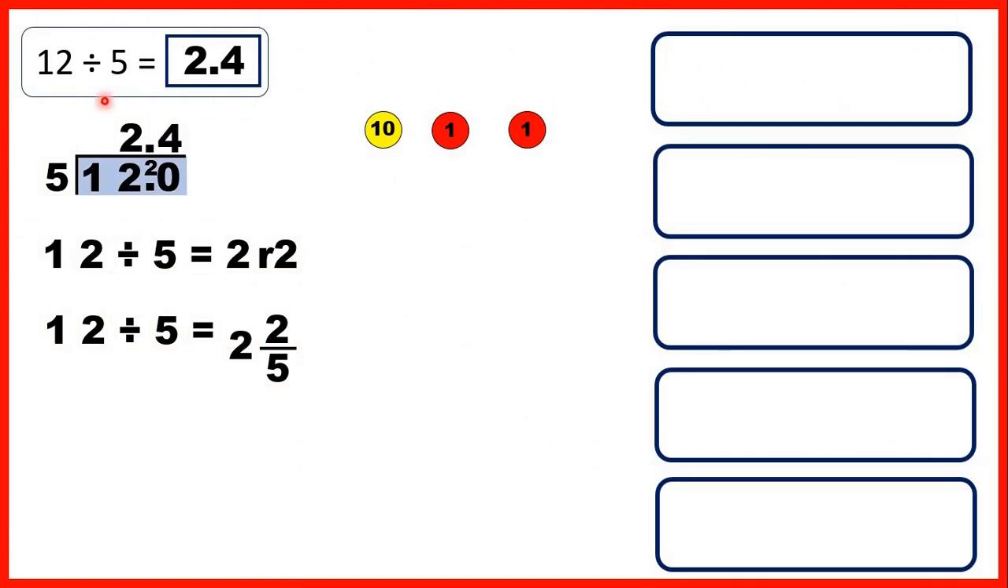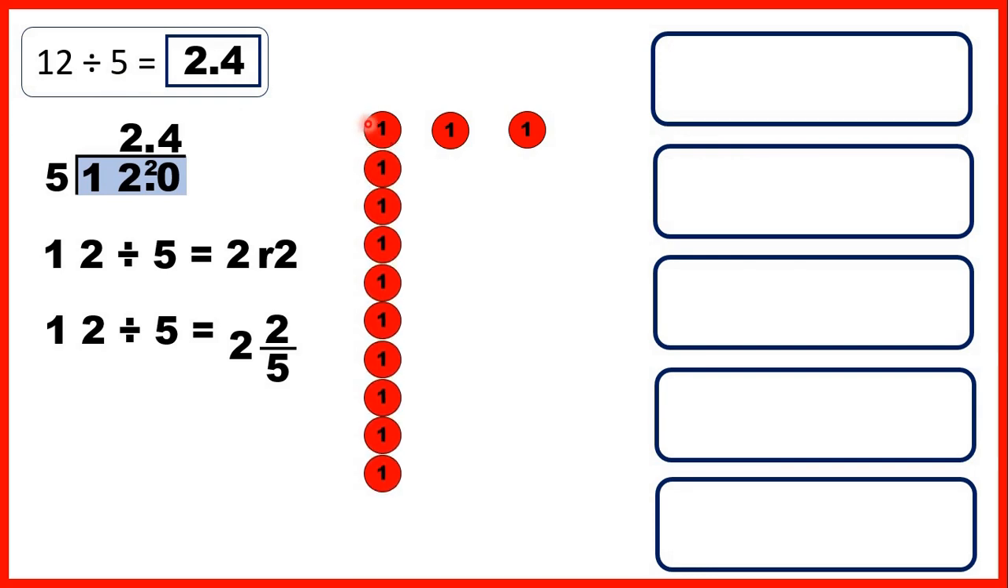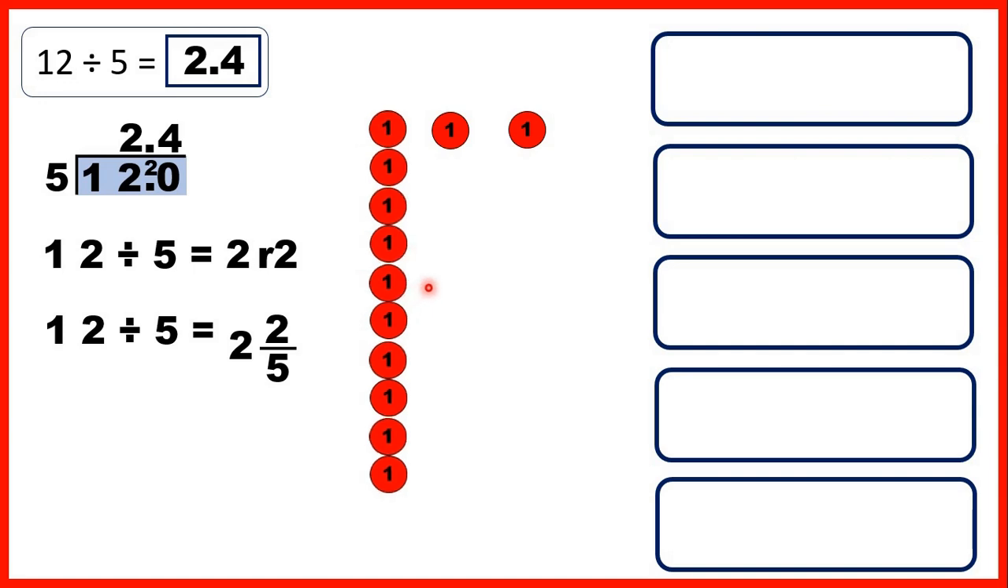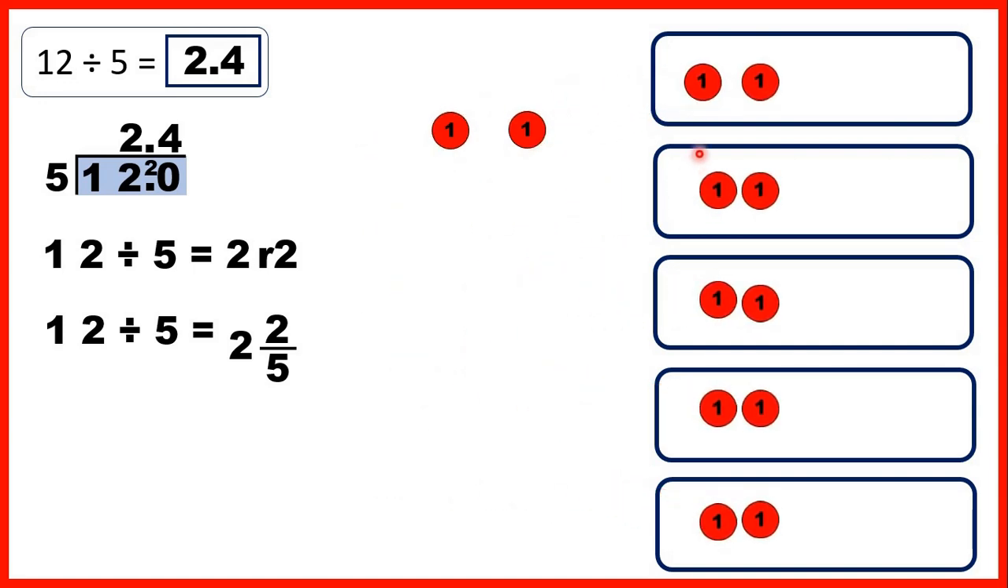So let's look at this first question. We had 12, so I've shown 1 10 and 2 1s, and we were dividing by 5, so we're going to split what we have into 5 groups. Now first, we need to change the 1 10 into 10 1s, so we have 12 1s. We can share out 10 of those 1s with 2 in each group, so that's why we have 2 in the 1s digit of our answer line.